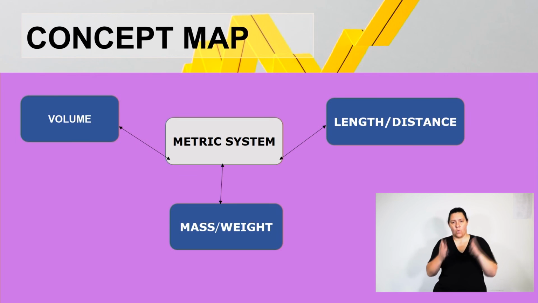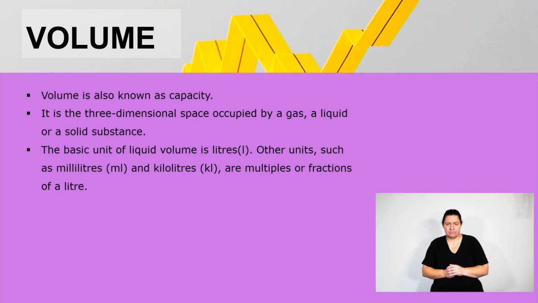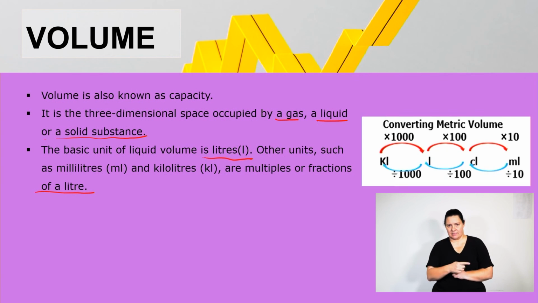Let's move to our last section, which is volume. Volume is known as capacity, and it's very important to remember this because in the exam, not only are we supposed to do calculations, but we do get questions where you will have to explain some of the concepts that we work with in different topics. It is the three-dimensional space occupied by a gas, a liquid, or a solid substance. The basic unit of liquid volume is liters. Other units such as milliliters and kiloliters are multiples or fractions of a liter.